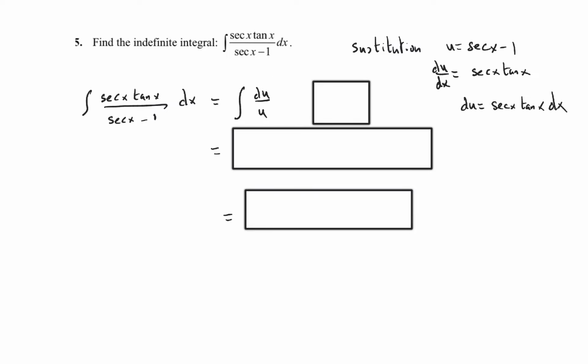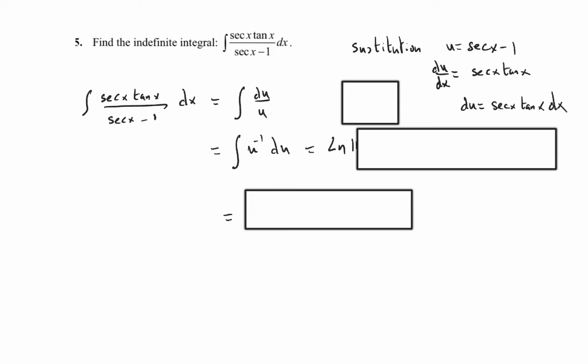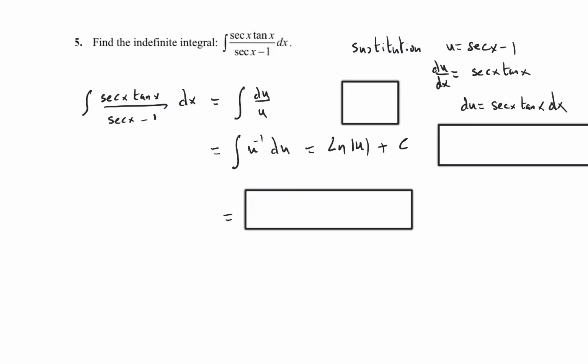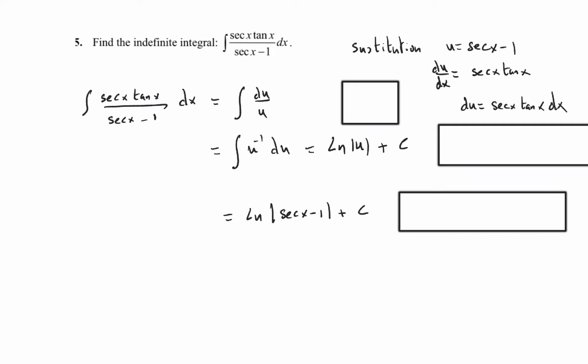The integral will be the integral of du divided by u. What is the integral of du divided by u? Oh, it is the log of u. So log of u plus c is the integral of this. Is the problem solved? No, not yet. u is secant x minus 1. We have to substitute what is u. So the final solution will be log of secant x minus 1 plus c. And this is the integral of this problem.